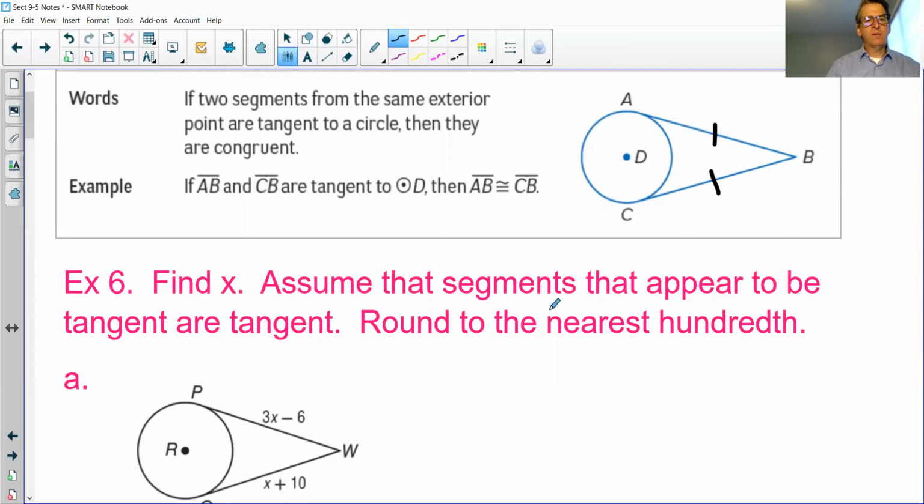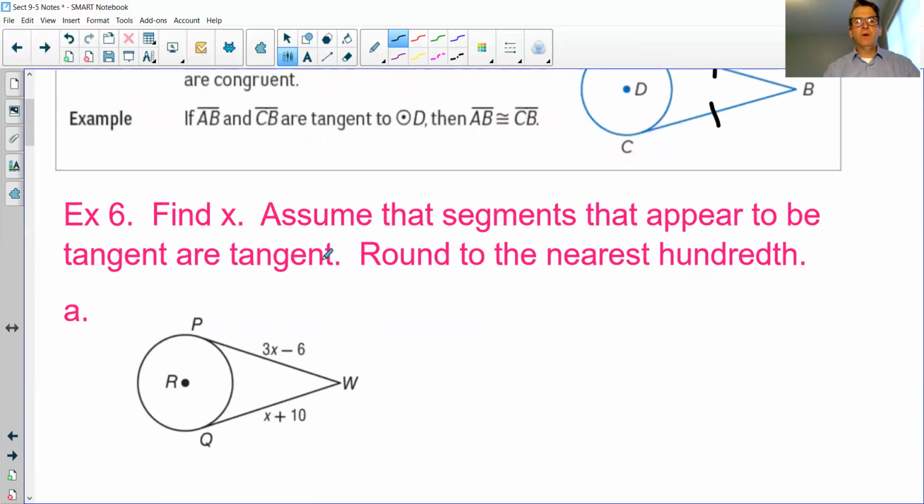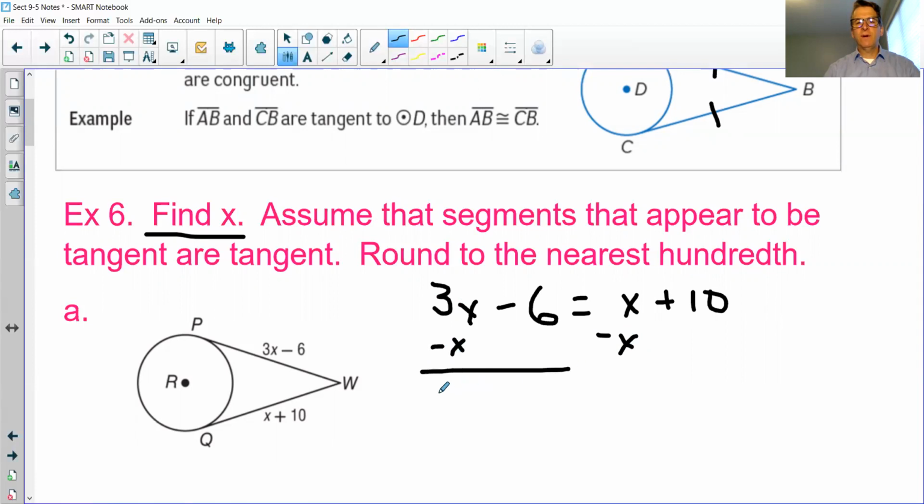Okay, let's start with example 6. See if we can work through it. These are pretty quick. Assume that segments that appear to be tangent are tangent, and round to the nearest hundredth. So our task here is to find x. We're assuming this is tangent, and this is tangent to circle R. So if it is, we have 3x minus 6 is equal to x plus 10. Okay, so now we're going to solve for x. If I subtract x on this side and x on this side, I have 2x minus 6 is equal to 10.